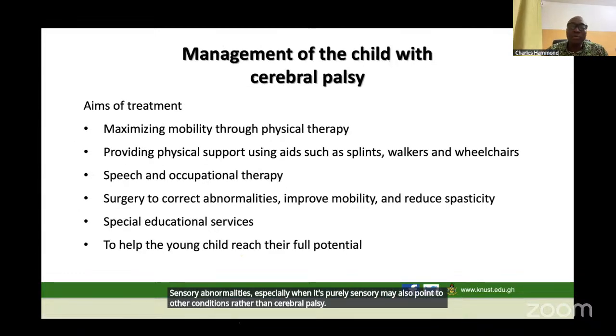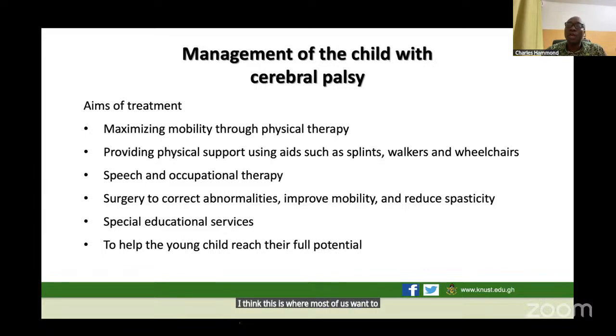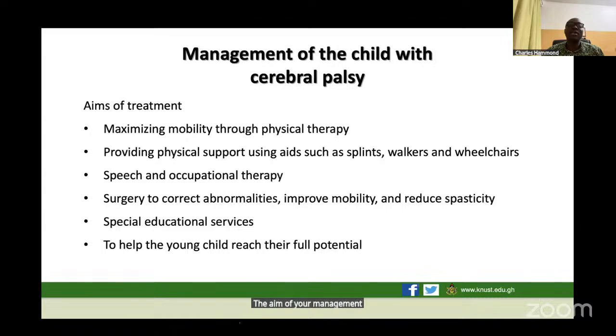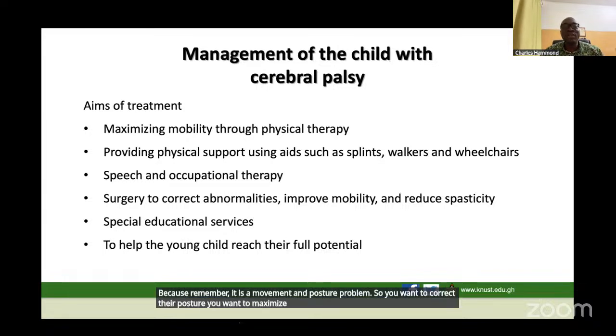I think this is where most of us want to hear. How do we manage the child with cerebral palsy? The aim of your management will be to maximize their mobility, because remember, it is a movement and posture problem. So you want to correct their posture, you want to maximize their mobility, and that is where physical therapy becomes very, very important. And then you may use assistive devices like splints, walkers, wheelchairs, and etc.